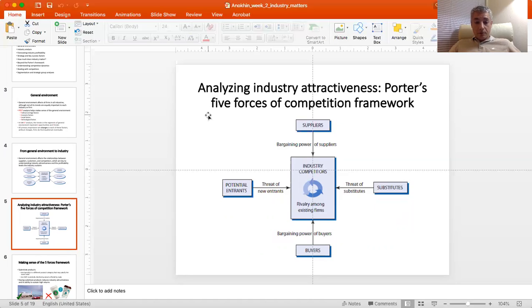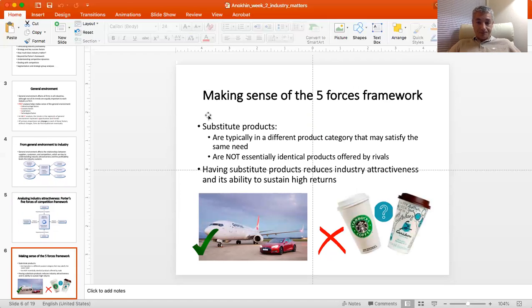These forces are buyers and suppliers, specifically bargaining power of buyers and suppliers, threat of substitute products, threat of new entrants, and then within the industry, rivalry among existing firms. So let's discuss those forces one by one.